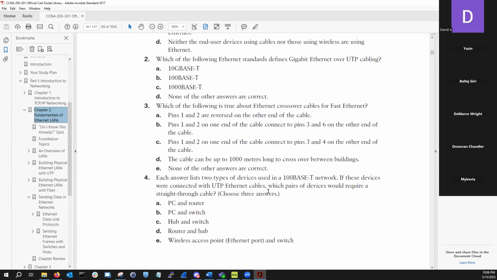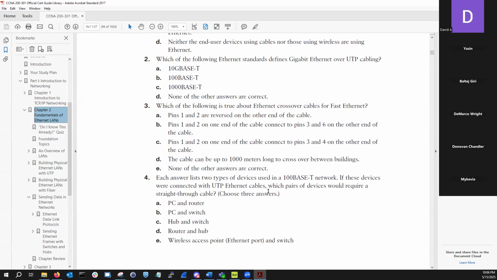Okay, so if we go back to the question, and we're thinking about UTP Ethernet cables, we need to choose three answers. Keep in mind auto MDIX. So it will be PC and router, the switch will transmit on, hubs and switches on 3 and 6, PC and router, wireless access point. UTP Ethernet cables. So that's the unshielded twisted pair Ethernet.